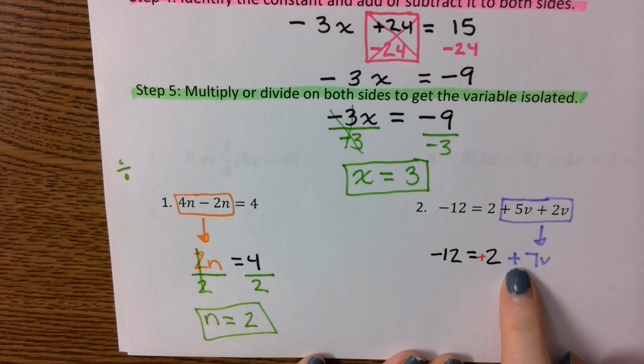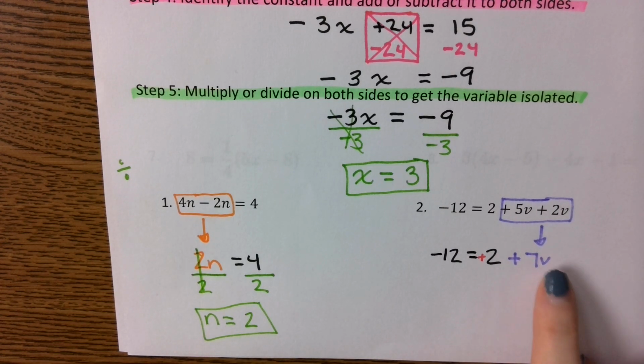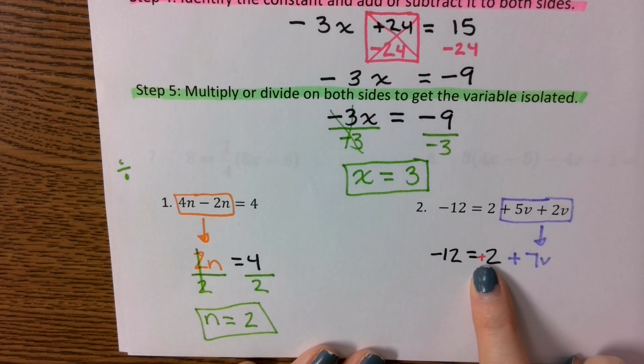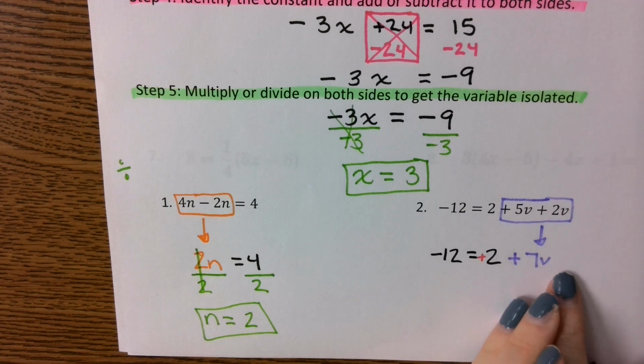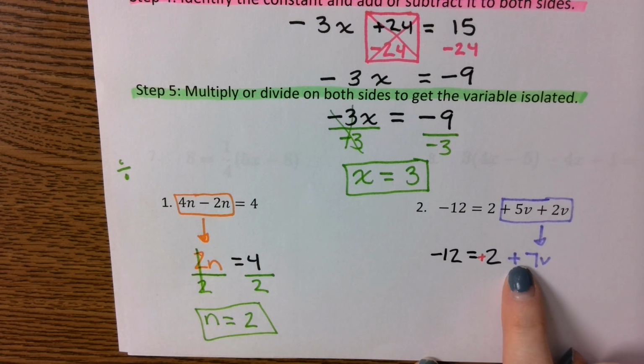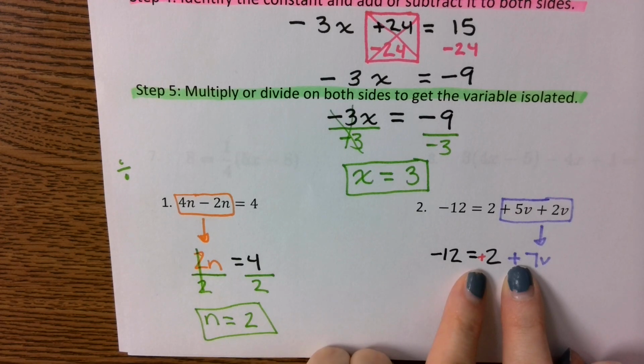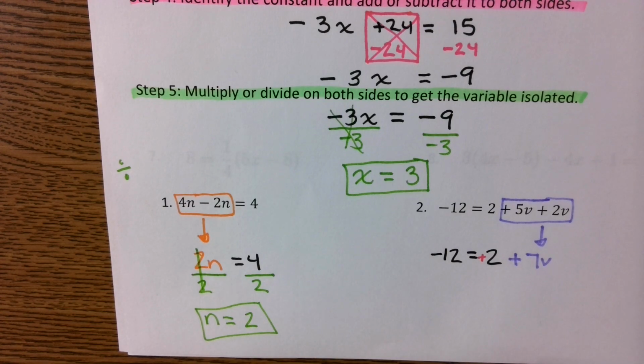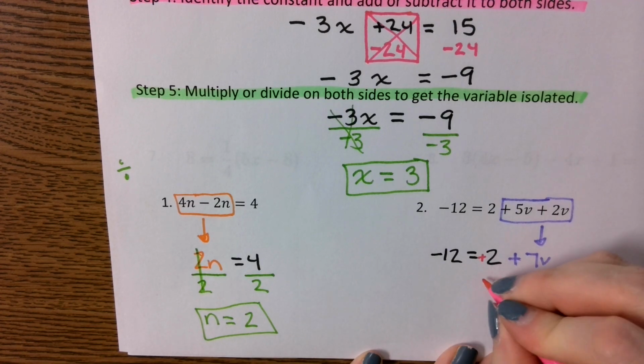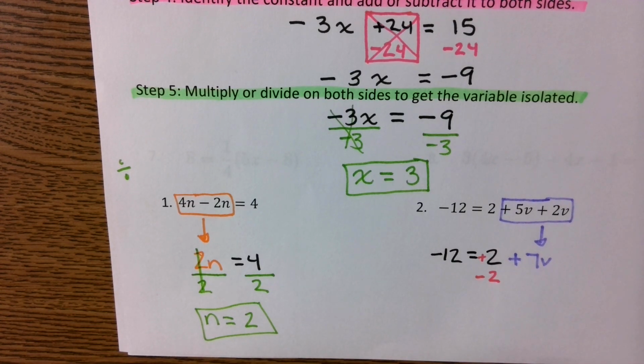Remember, this plus sign that I have in purple belongs to the 7v. That's why I went ahead and wrote it in purple, so that you would remember it doesn't belong to the 2. It belongs to the value or the term that it's in front of. Okay? So had this been a subtraction sign instead of a plus sign, I would still be doing the inverse operation to the positive 2. Okay? So be very mindful of that. We have a positive 2. We're going to subtract 2. Where else am I subtracting 2 from?